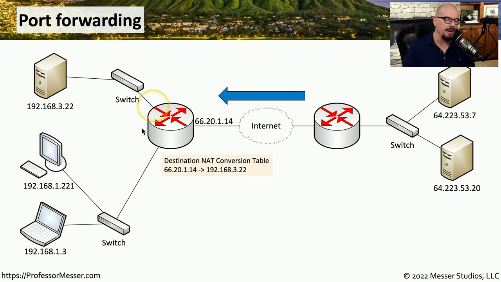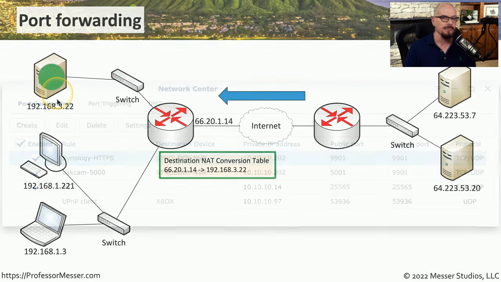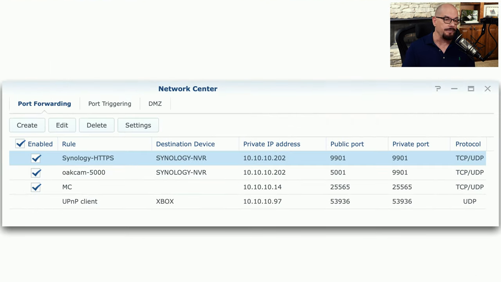So we'll configure our SOHO router with a port forward that takes any inbound traffic to our external or WAN IP address and translates that to our internal device of 192.168.3.22. Now, when someone communicates to our device directly, that conversion table is referenced, the change to the IP address is made, and then that traffic is able to move to the internal part of our network and communicate to that server.